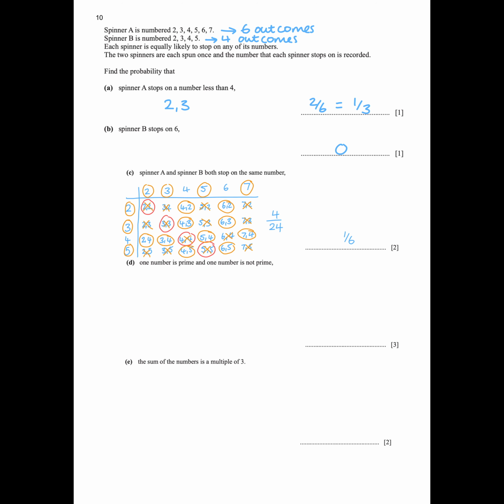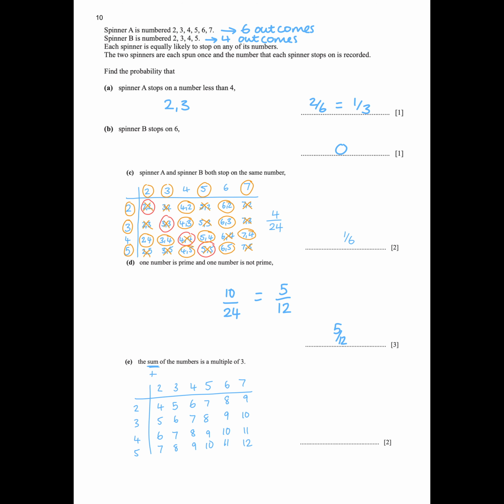And then for the last one, the sum of the numbers is a multiple of 3. So I could actually copy that same sample space diagram and do something similar. So 2, 3, 4, 5, 6, 7 for spinner A, and 2, 3, 4, 5 for spinner B. And here we want the total, the sum of the two numbers, which means adding them together. So 4, 5, 6, 7, and then 5, 6, 7, 8, 6, 7, 8, 9, 7, 8, 9, 10, 8, 9, 10, 11, and 9, 10, 11, and 12.